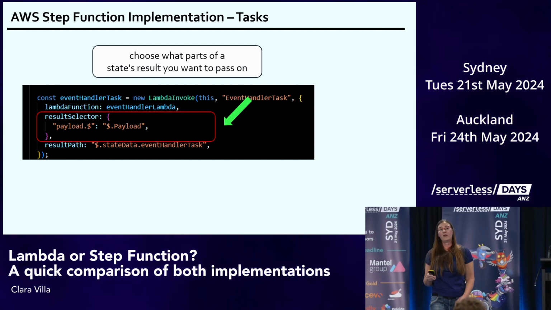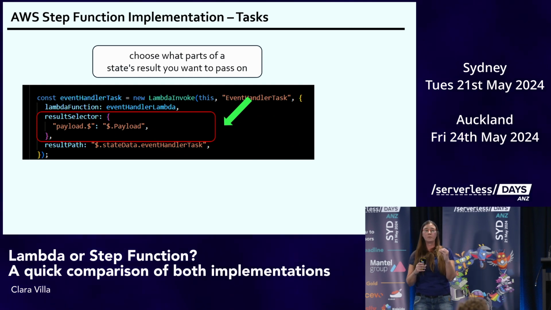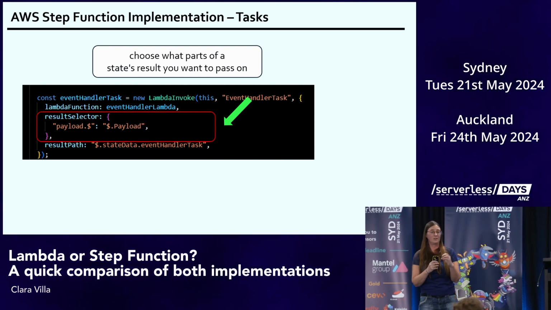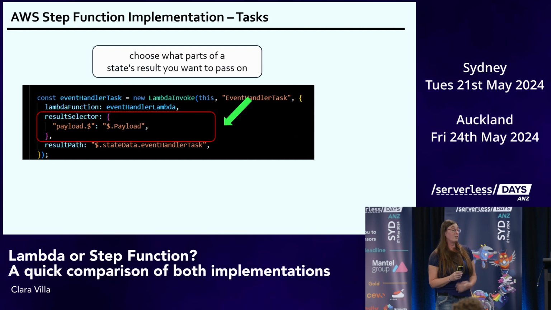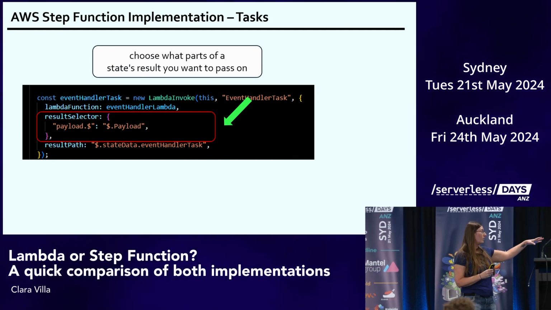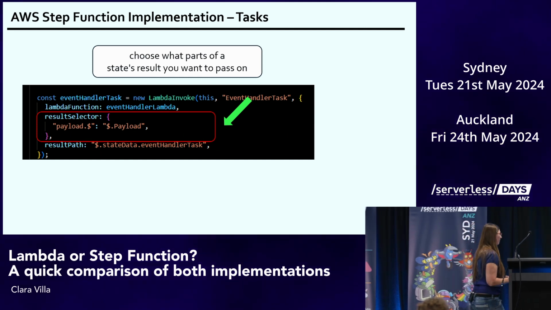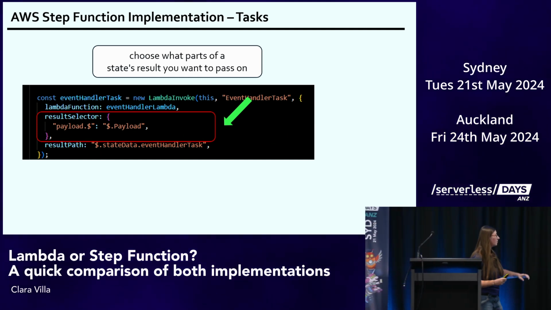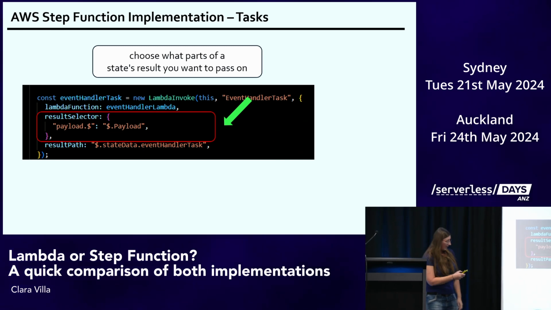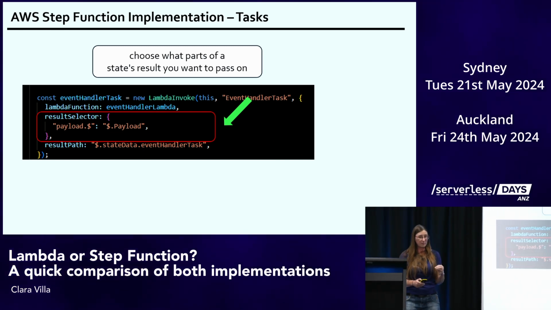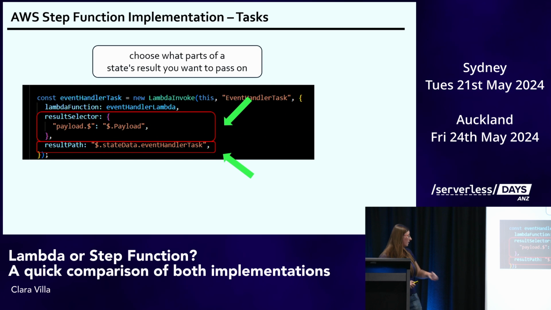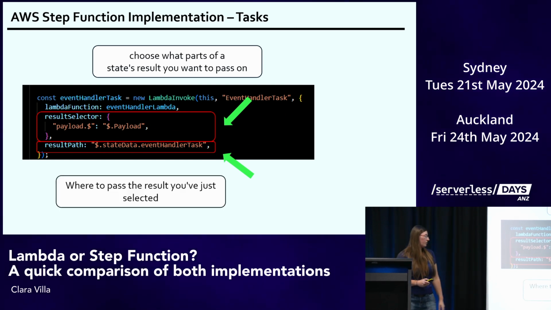So every state will have its output from the task performed, but also has a wrapper about the state itself that I'm not interested in. So this time I'm saying, you know what, just pass on the payload that my Lambda returns, and I'm going to put it on a field very creatively named payload. And then once I select my result, I need to tell the state machine where to put it. I'm using this result path, which is what it does.